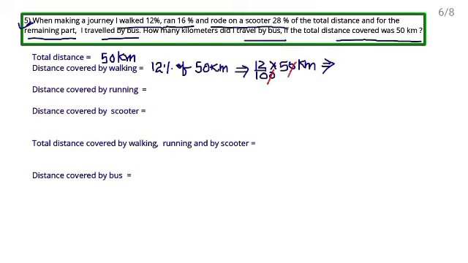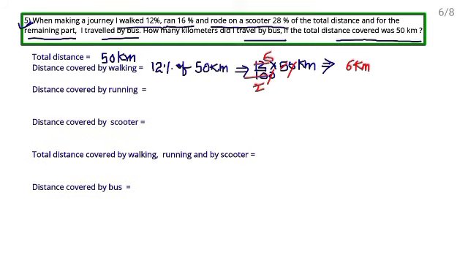0 to 0 cancel out. 5 2s are 10. 2 6s are 12. So distance covered by walking is 6 kilometers. Now next part, distance covered by running. What distance was covered by running? 16%. So calculate it similarly. 16% of 50 kilometers. Right?